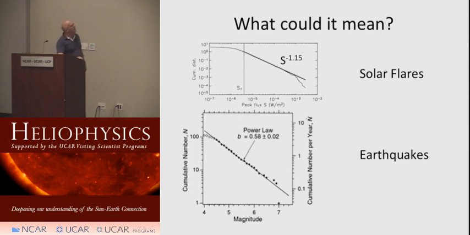The frequency of earthquakes of different magnitudes follows a power law. Instead of 1.15, this is a power of 0.68. Now remember, this is earthquake magnitude, which is logarithmic. So it's a power law if you unlog this, if you exponentiate it. There's no reason these two numbers should be the same because they're measuring very different things. But earthquakes have this known power law distribution.